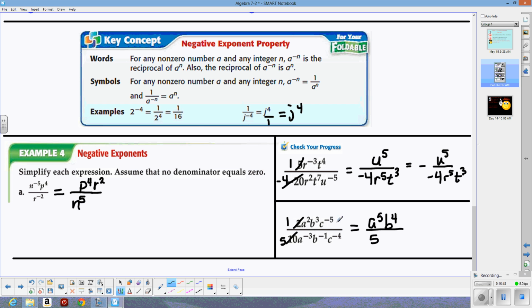Now on to the c's. These guys aren't happy, and these guys aren't happy. They both need to switch spots. These 5 need to move down, these 4 need to move up. And then when you cross out 4 on the top with 4 on the bottom, you're going to be left with just 1 on the bottom. Or you use the rule, negative 5 minus a negative 4. 5 minus negative 4, it's going to be a negative 1. And since it's negative 1, we're going to write it as a reciprocal and put it downstairs. Put it in the denominator. So it's going to be a to the fifth, b to the fourth over 5c.